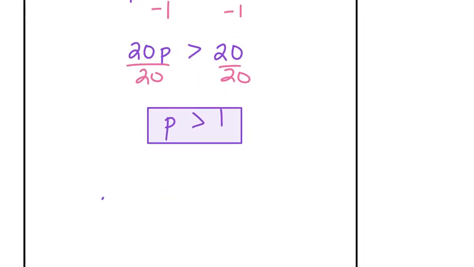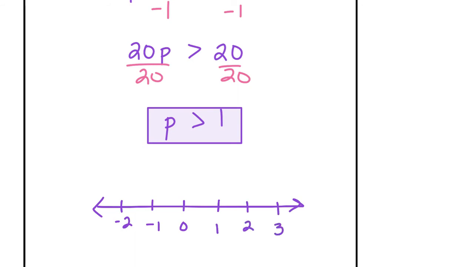And on a number line, let's do -2, -1, 0, 1, 2, 3. We put our circle at the 1. It's not underlined, so we're not going to color in the circle, but we are going to shade in the right side of the number line. So this side over here.